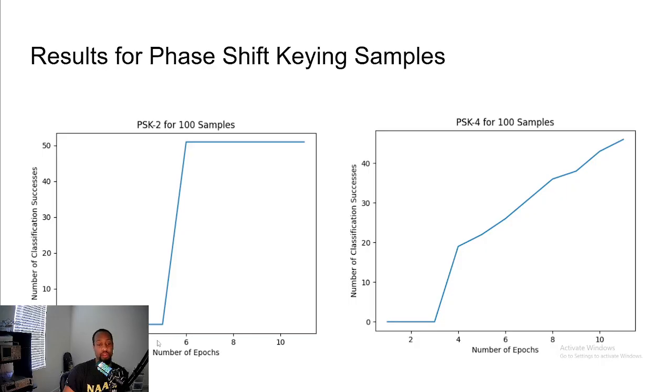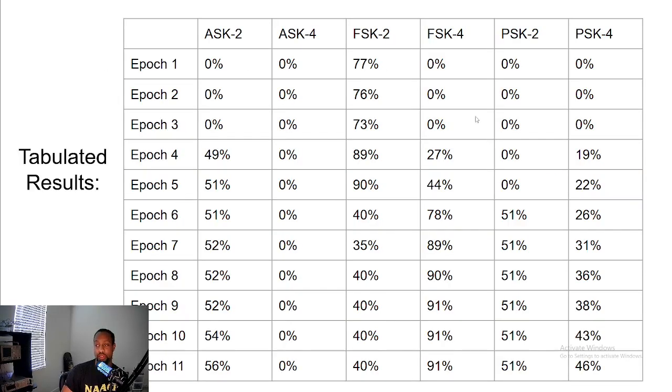You'll see an increase here after 6 to 8 epochs. Most of the samples increased after modulations increased. You'll see here we're almost at 50% classification success after 8 epochs for PSK2 and also for PSK4, per 100 samples for the validation set. And this is a tabulated form of the results from the run.